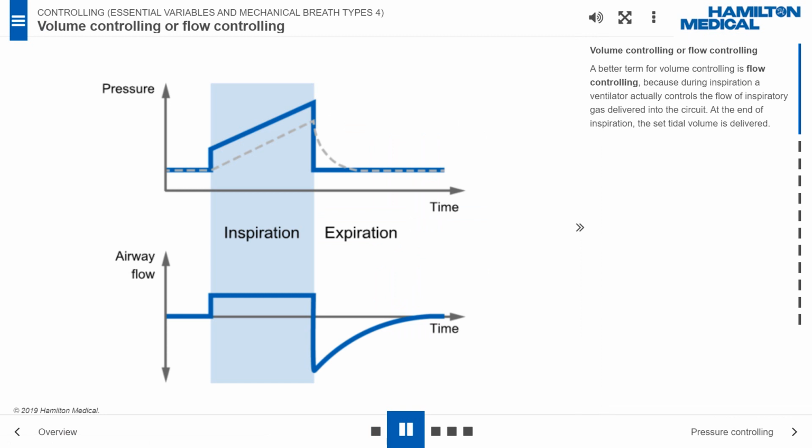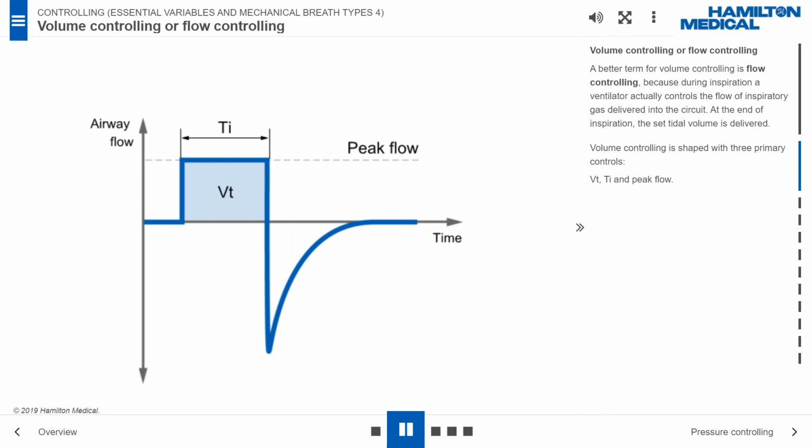A better term for volume controlling is flow controlling, because during inspiration a ventilator actually controls the flow of inspiratory gas delivered into the circuit. At the end of inspiration, the set tidal volume is delivered. Volume controlling is shaped with three primary controls: VT, TI and peak flow. Typically, we set either VT and TI or VT and peak flow. The ventilator calculates the third one automatically.